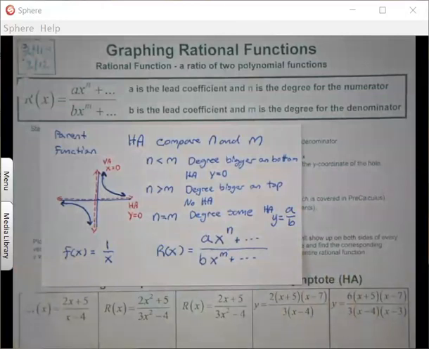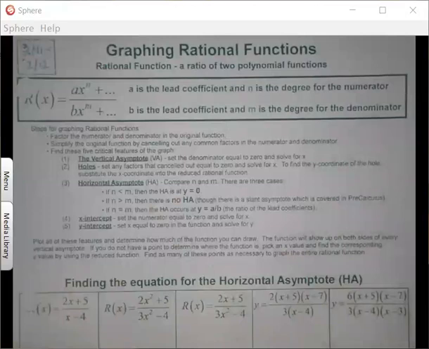All right, let's do some practice just finding the horizontal asymptote. Then we'll do a couple examples graphing a full rational function. Again, everything I just talked about is summarized here.